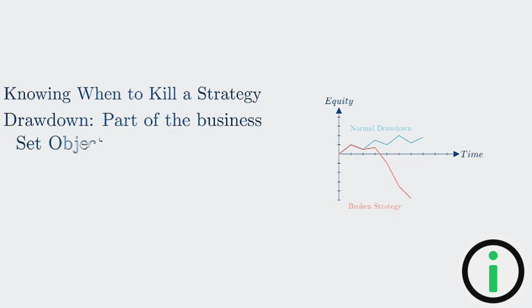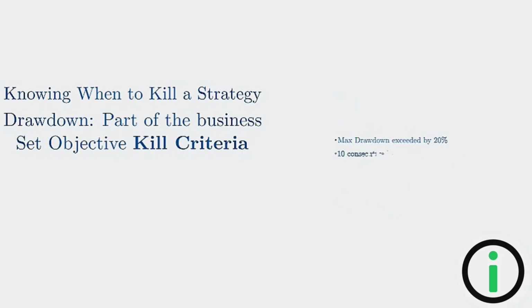However, a strategy is broken if its performance falls outside of its historical statistical norms. You should set objective kill criteria before you start trading. Some examples include: 1. Max drawdown exceeded by 20%. 2. 10 consecutive losses if your backtest max was 6. Or 3. A change in market regime, like a volatility-based system in a dead market. Let's distinguish between a losing streak and a structural failure.